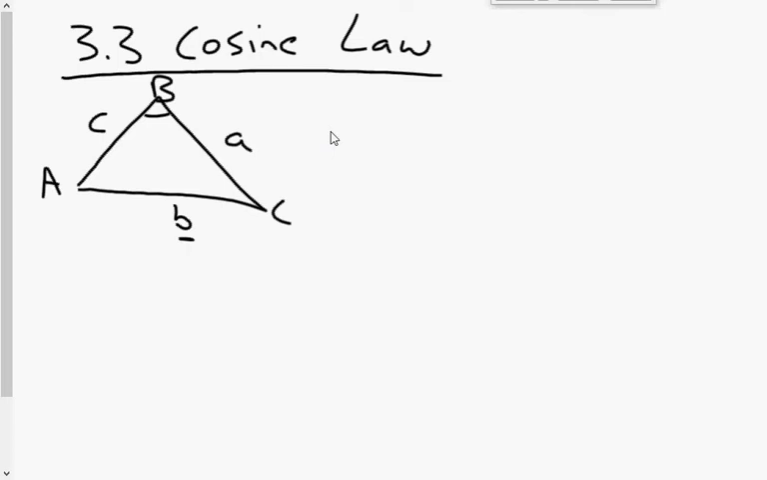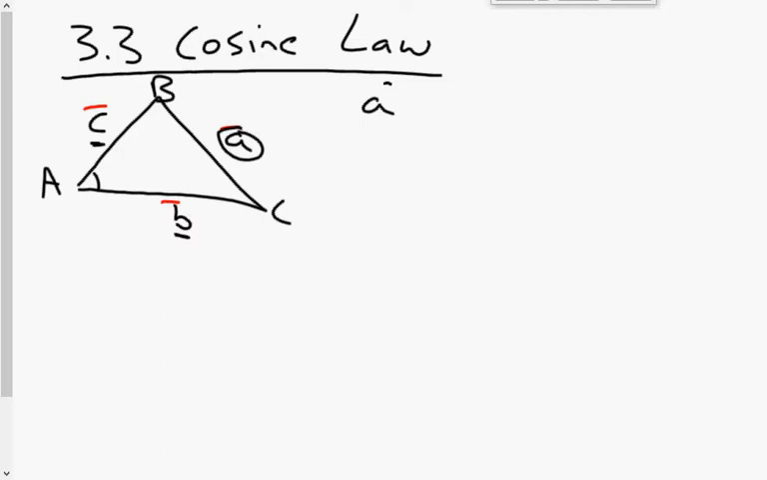For cosine law, that's not the case. For cosine law, you either need an angle and the two adjacent sides, or you need all three sides. Okay? Now how it works is, let's say you're looking for this side here, you would write out the formula like this. Whatever your side is that you're looking for, that's your little a value, okay?